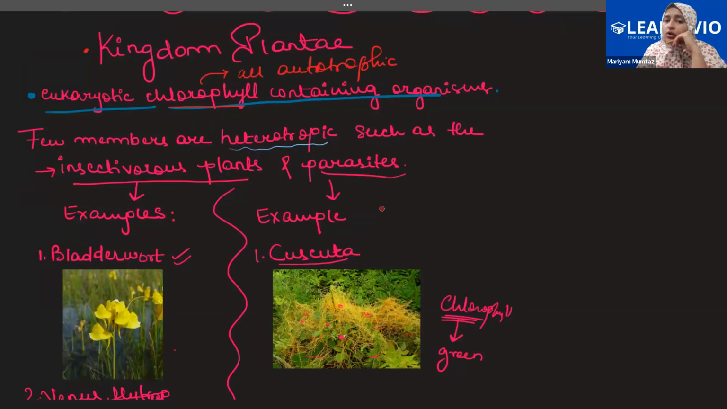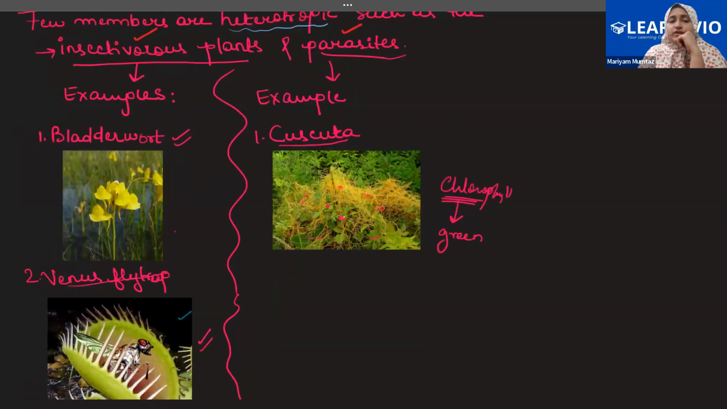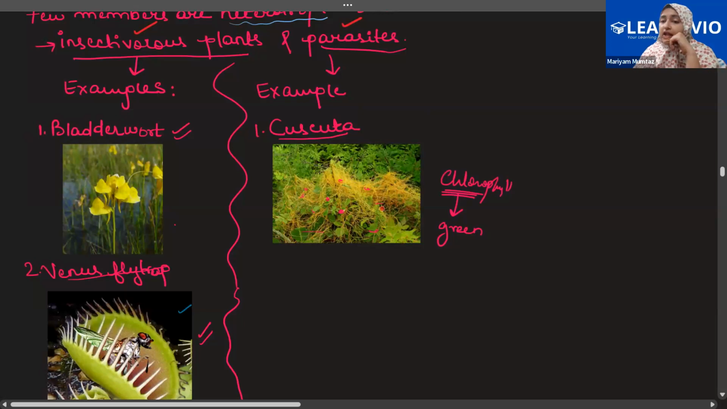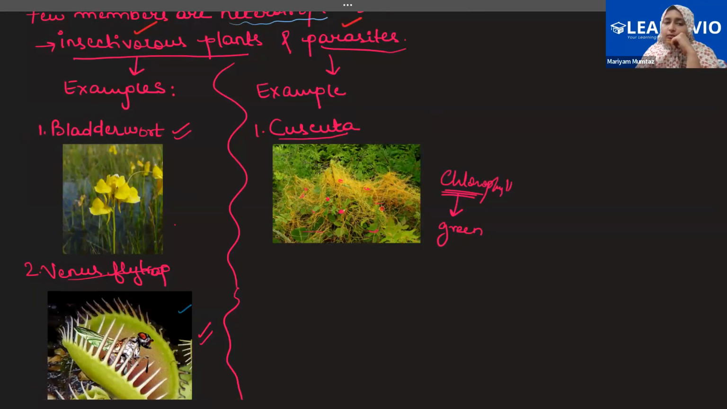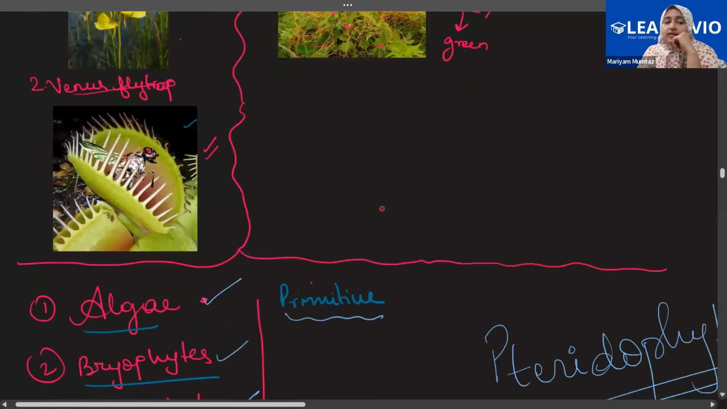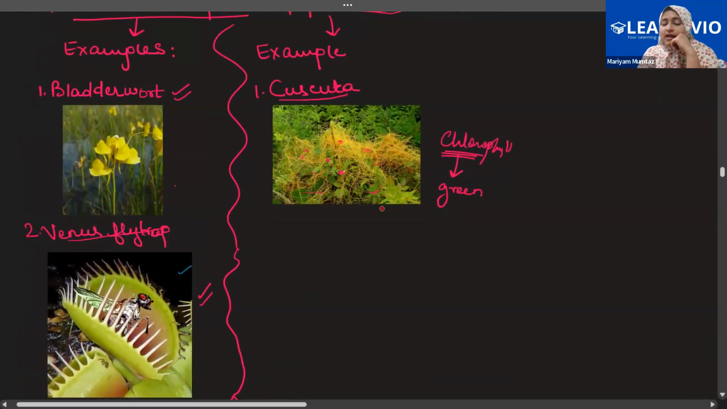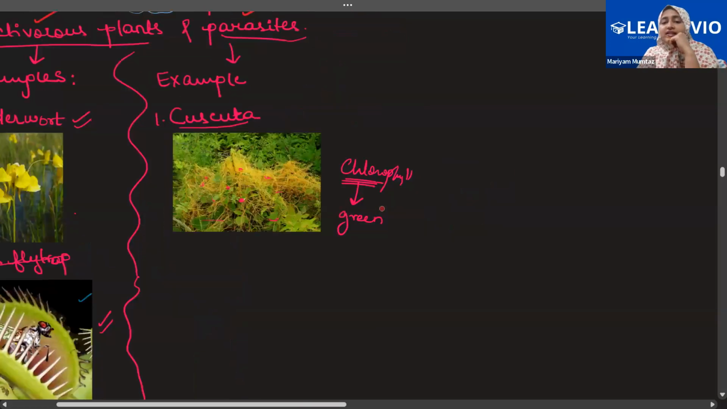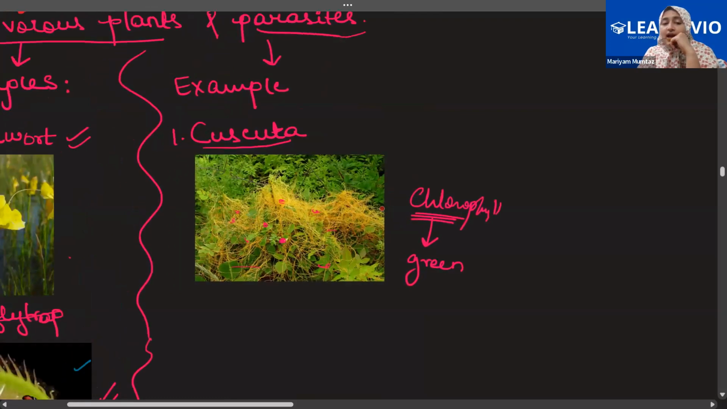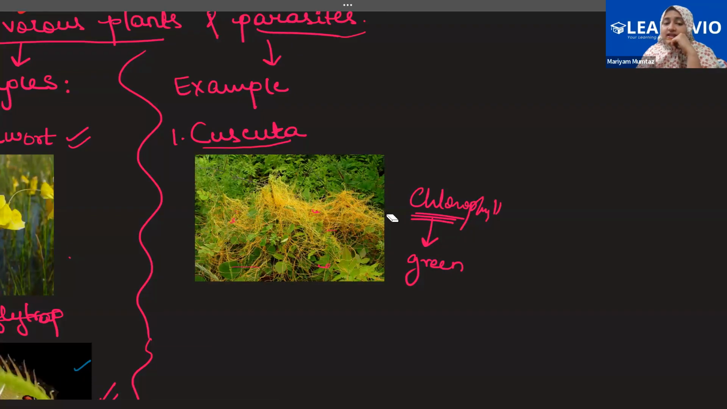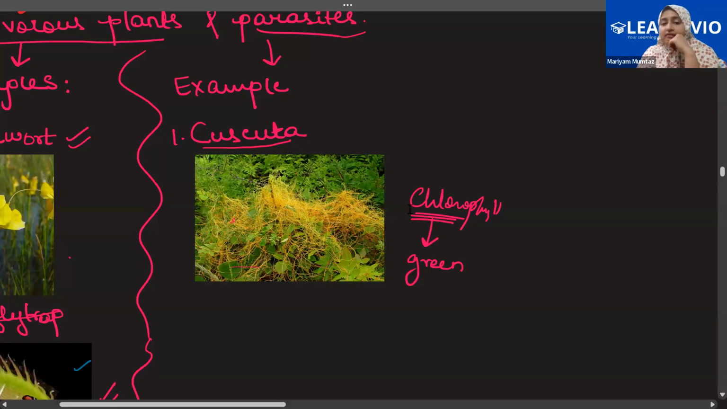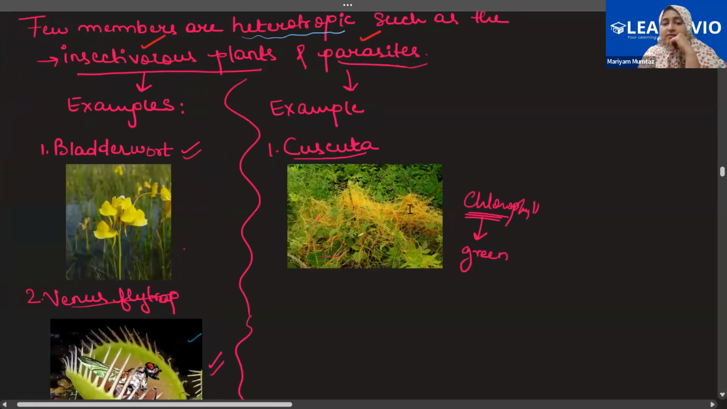But even amongst all the plants, there are some plants that are heterotrophic in nature, such as the insectivorous plants and the parasitic plants. Insectivorous plants feed on insects, such as the bladderwort and the Venus flytrap. They do not make their own food. And then there is Cuscuta, a plant that is parasitic on other plants. These yellow ones that you're seeing are present on the body of another plant and derive their nutrition from there. So, apart from autotrophic plants, we have insectivorous and parasitic plants.